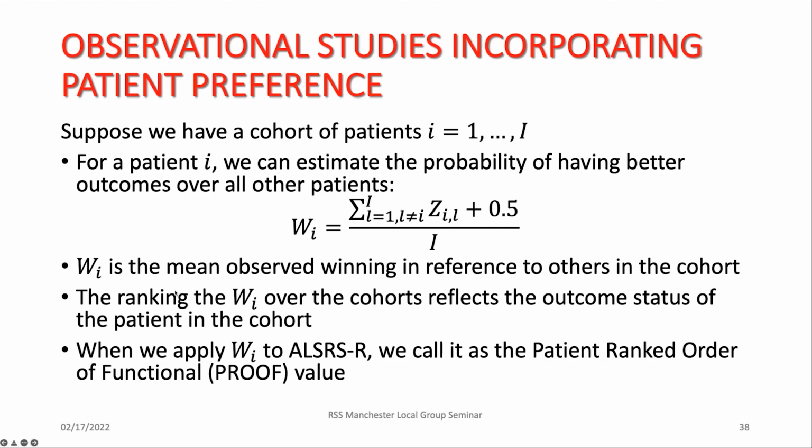So if it's very low, it means this patient has a poor outcome. If it's very high, it means the patient is much better than the rest of the patients, right? So this Wi is on the right scale. And then we can rank Wi and use it as the rank. This way you can actually do a Wilcoxon rank test, or you can associate. For an observational study, we can do a correlation of the rank with an exposure variable, for example.